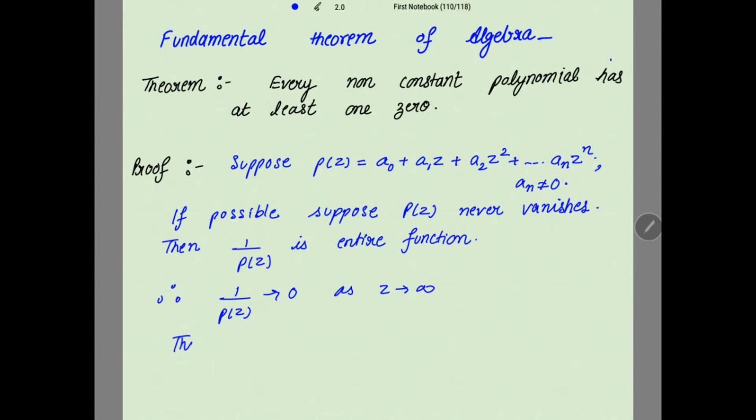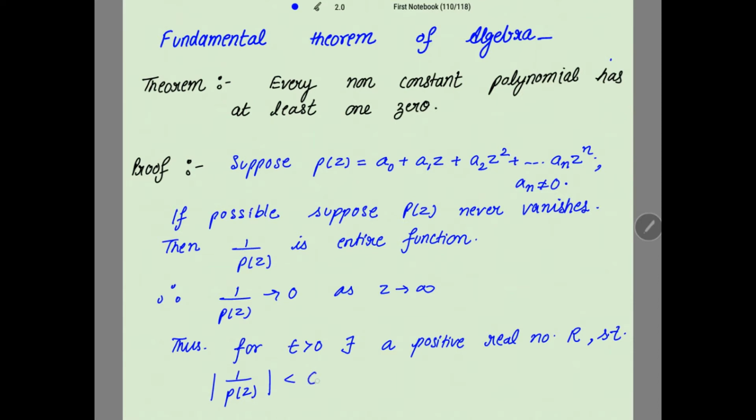Thus, can we take a positive epsilon? For epsilon positive, there exists a positive real number, let us suppose R, such that the mod of 1 over P(z) is less than epsilon for mod z greater than or equal to R. See, z is tending to infinity.